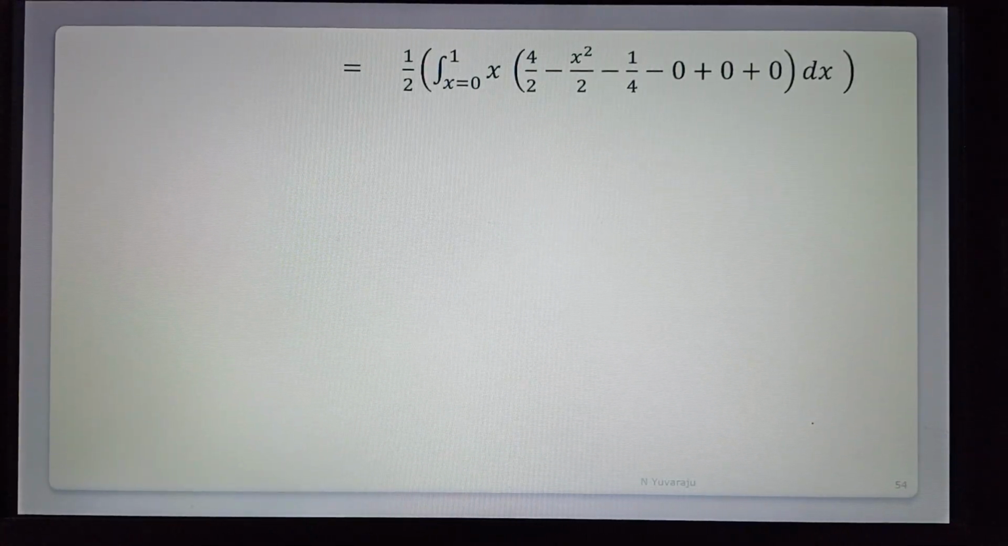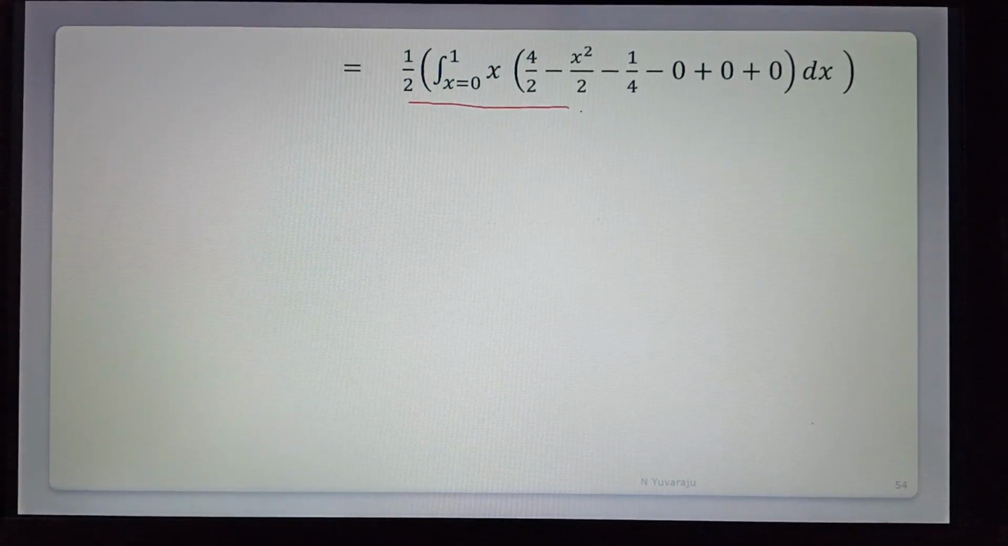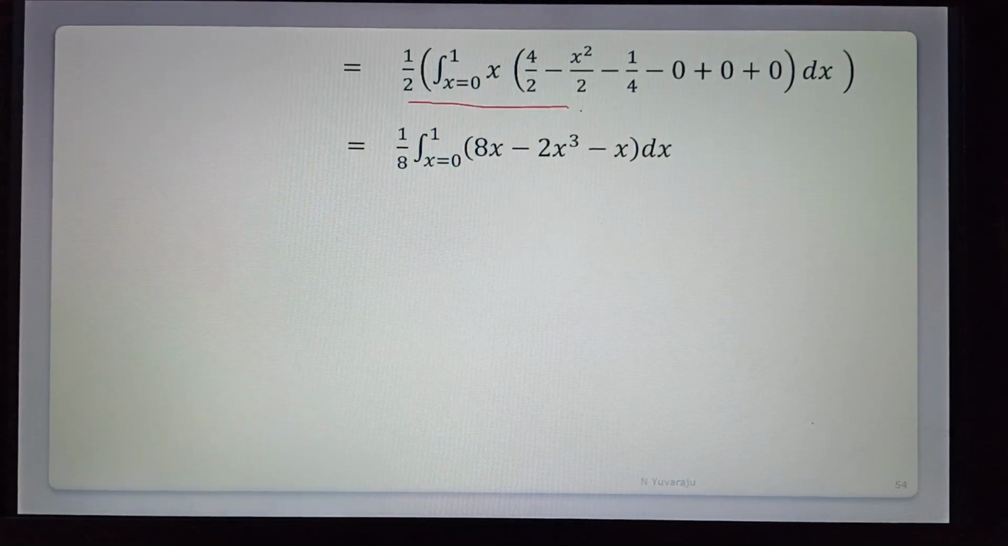So that is equal to, after substitution, 1 by 2 times the integration from x = 0 to 1 of x times (4 by 2 minus x square by 2 minus 1 by 4, lower limit 0, minus 0 plus 0 plus 0) dx. So that is equal to, taking 1 by 4 common, 1 by 8.